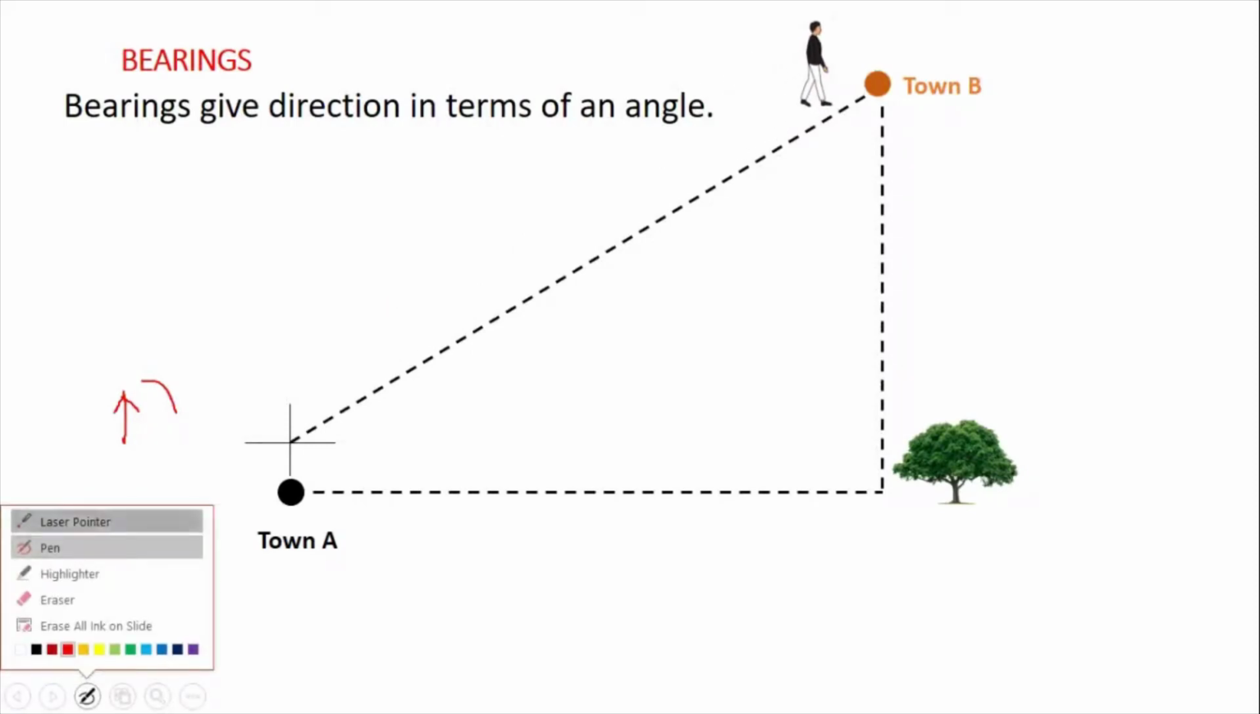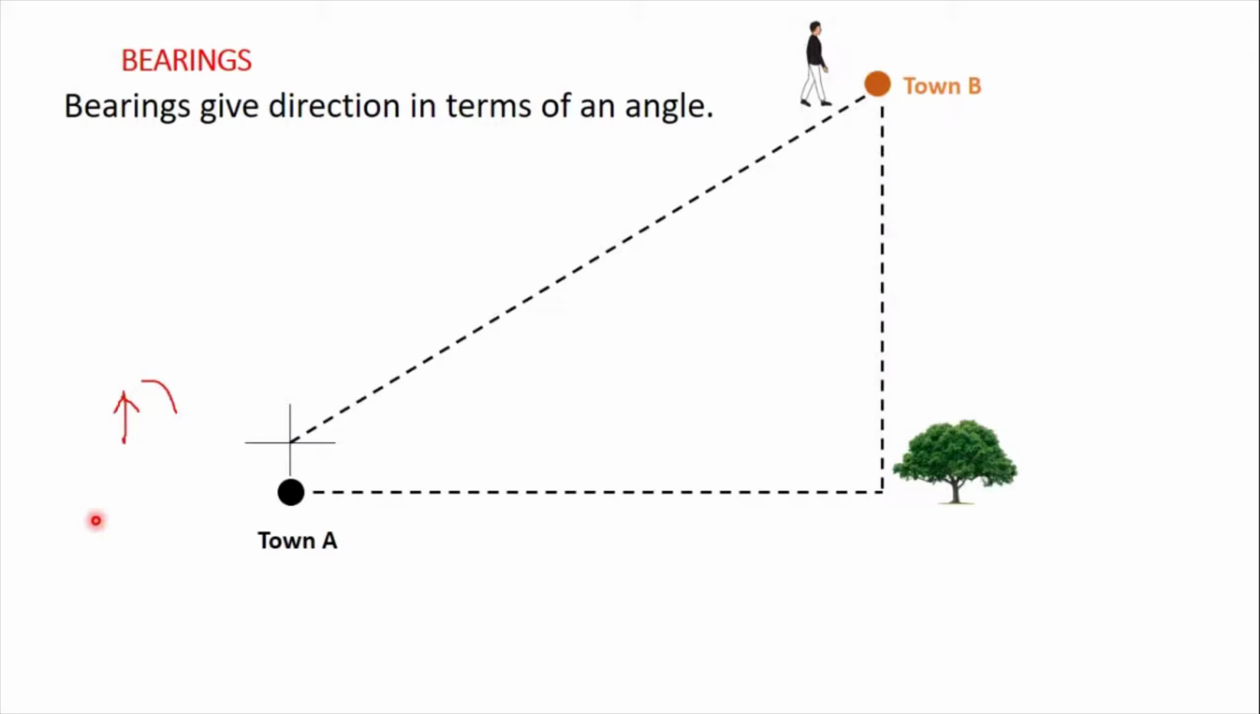So you see, we have given directions, but we gave directions in two types. In the first one, we use the tree as our reference point. So he walks from town A to the tree, then turns left and walks to town B. But in the second one, we used an angle to give the direction. This is what we refer to as a bearing. When you use an angle to give direction, we call that angle the bearing.